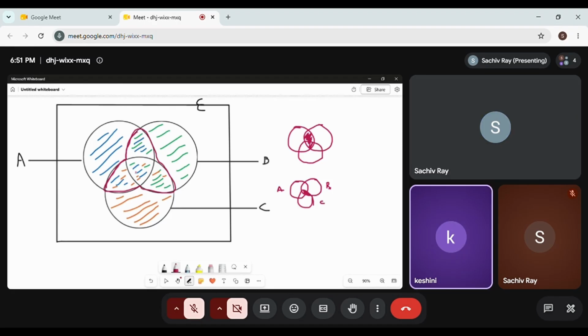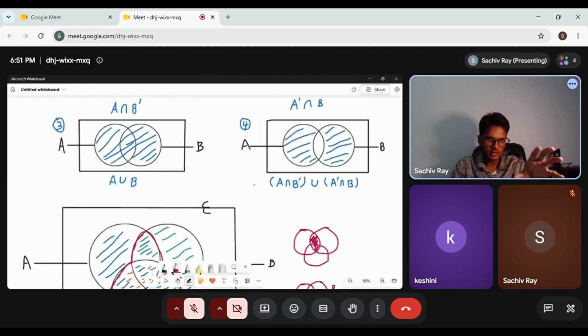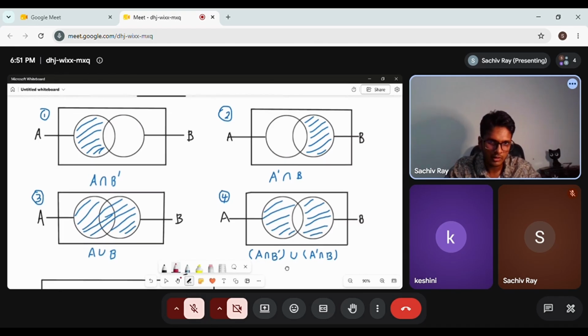Now, even in the earlier example, we found A intersection B complement and A complement intersection B. Those are two different sets. We found them and we wanted to merge them together. That's what the fourth one is, the merge result. So we put a union symbol between them.